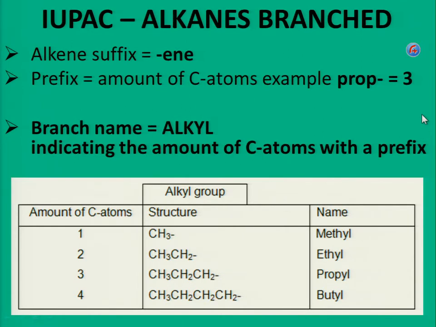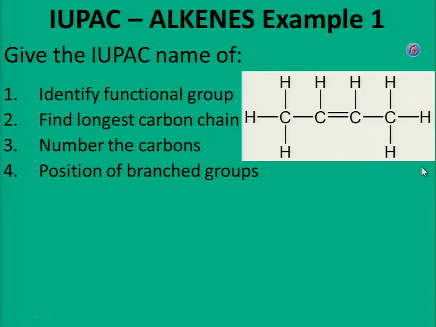IUPAC names for alkenes. Alkenes got the suffix "ene" at the end. The prefix stays the same and the alkyl groups stay the same as for alkanes. Alkenes, example 1. The steps also remain the same.